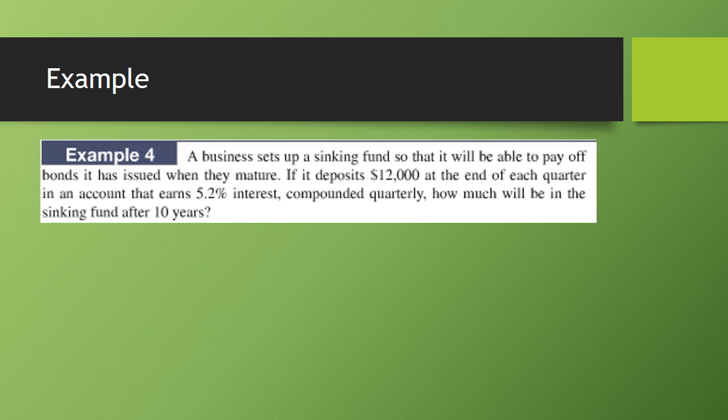All right, example 4. A business sets up a sinking fund so that it will be able to pay off bonds it has issued when they mature. If it deposits $12,000 at the end of each quarter in an account that earns 5.2% interest compounded quarterly, how much will be in the sinking fund after 10 years? Now, this is an ordinary annuity because you are depositing at the end of each quarter, not month, quarter. Pause the recording, try the problem, and then resume the recording to check your answer.